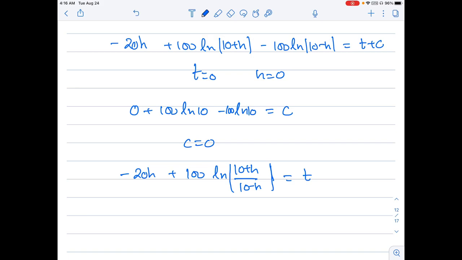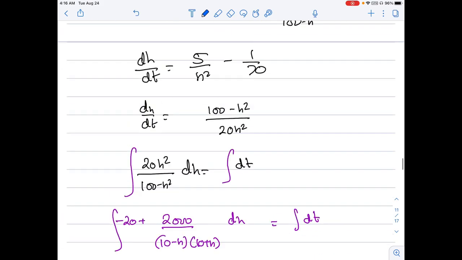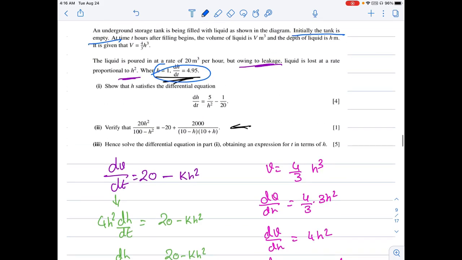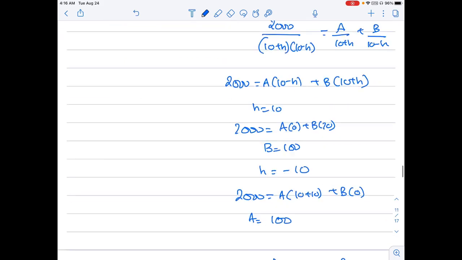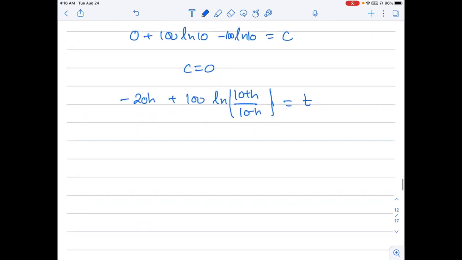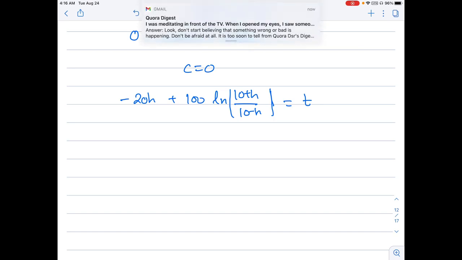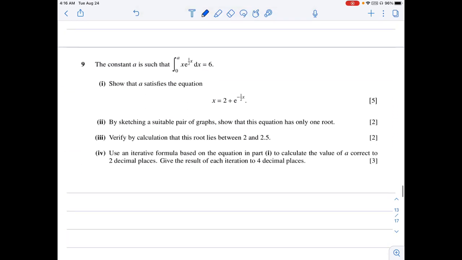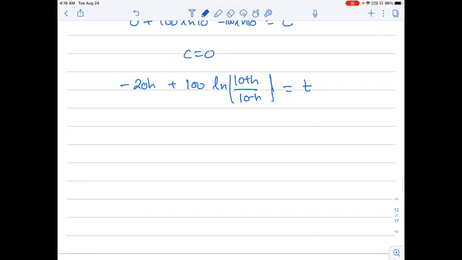Minus 20h plus 100 ln 10 plus h upon 10 minus h is equal to t. What is the final question being asked? Obtain t in terms of h. So we got it out. T in terms of h. That's going to be the final answer. Minus 20h plus 100 ln 10 plus h by 10 minus h.